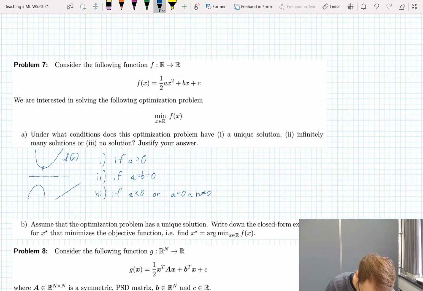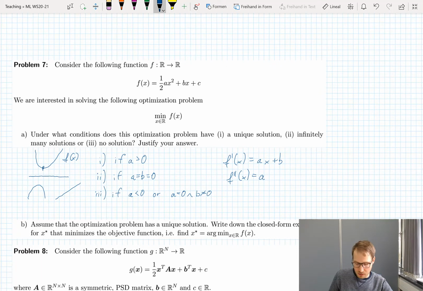But we can make this more thorough by looking at the derivatives. So let's do that, because we will need that later on. So basically the first derivative of f of x is just ax plus b, and then the second derivative is a.